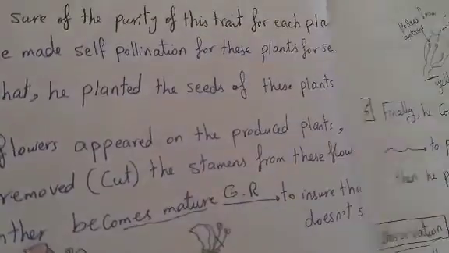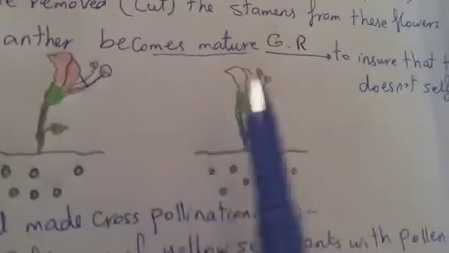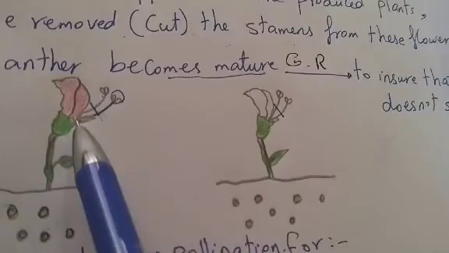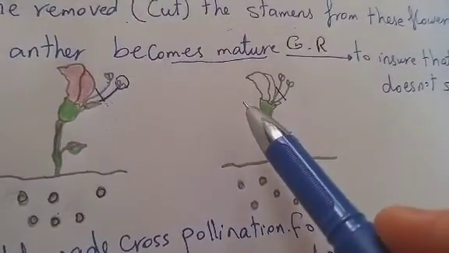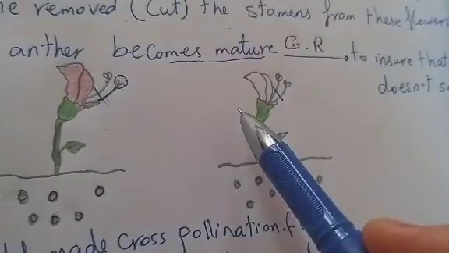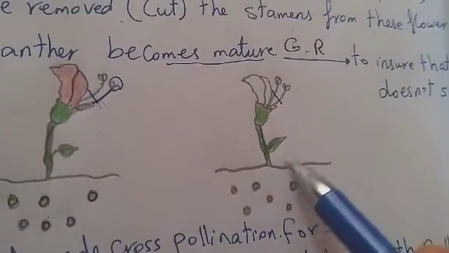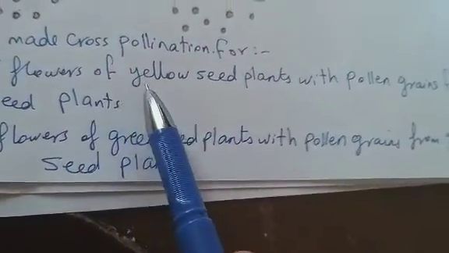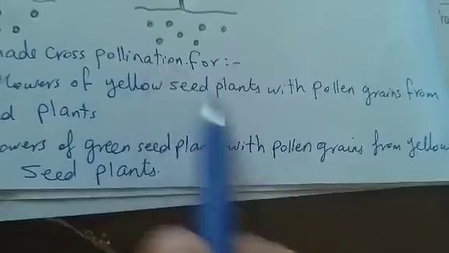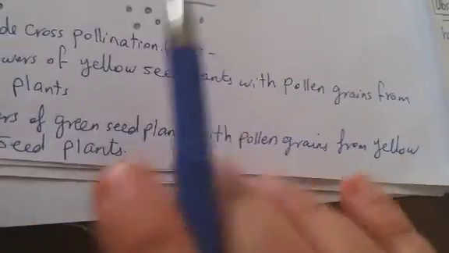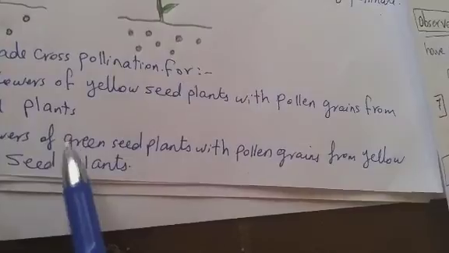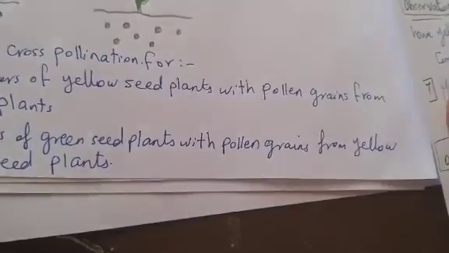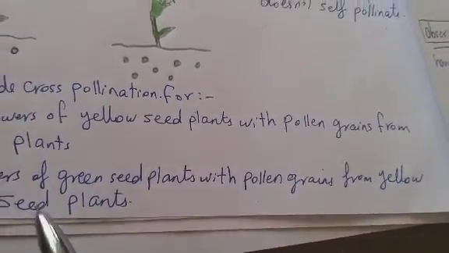So after cutting the stamen here, he brought this flower and made cross-pollination for it from another flower, produced from what? From green seeds. And the same thing he did for this flower. So Mendel made cross-pollination for the flowers of yellow seed plants with pollen grains from the green seed plant, and made cross-pollination for the flowers of the green seed plants with pollen grains from yellow seed plants.